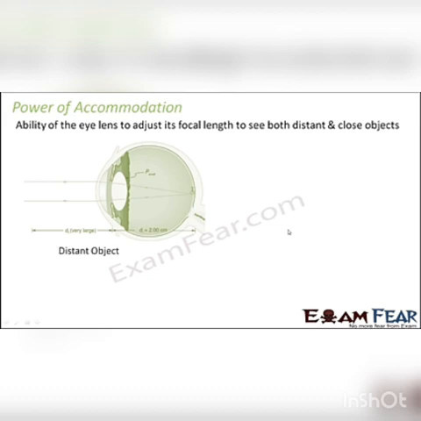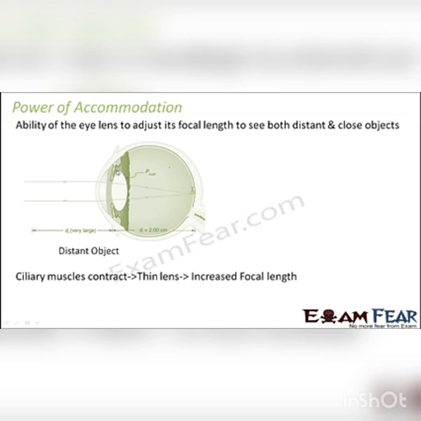When we look at a distant object, what happens in that case? Where do you have the ciliary muscles? These are the ciliary muscles, and this is the lens. You have ciliary muscles on both sides. The lens is actually attached to the ciliary muscles. Now these muscles will contract. When these muscles contract, what happens? The lens becomes thinner, because when the ciliary muscles contract, they also try to contract the lens. So the lens will become thinner and the focal length will increase.